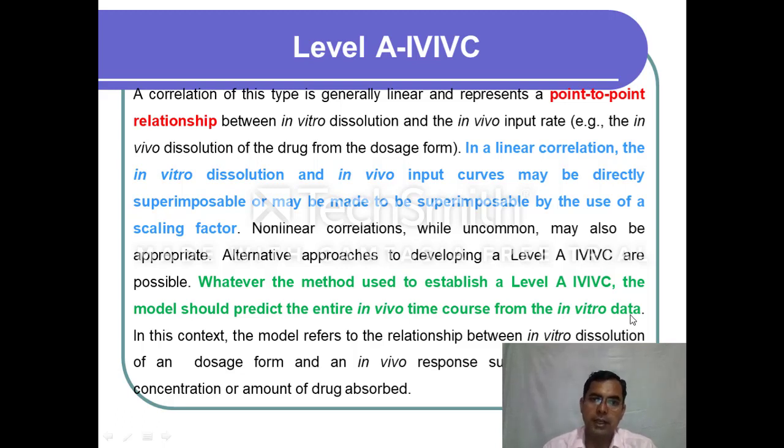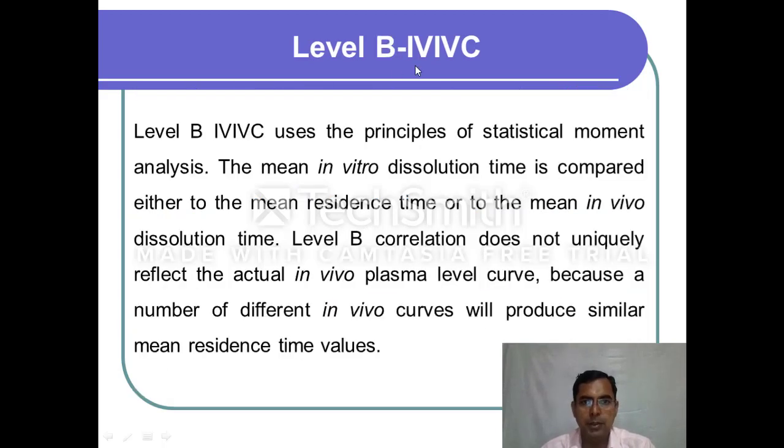That is the outcome. When the level A IVIVC has been established, whatever the method we used, we can predict in vivo data with the help of in vitro data. Level B IVIVC uses the principle of statistical moment analysis. That means the mean in vitro dissolution time is compared either to the mean residence time or the mean in vivo dissolution time. Here, level B correlation does not uniquely reflect the actual in vivo plasma level curve, because a number of different in vivo curves will produce a similar mean residence time. So that is the level B in vitro in vivo correlation.